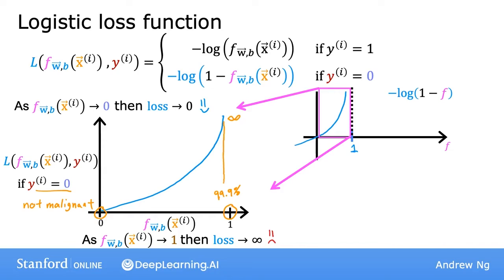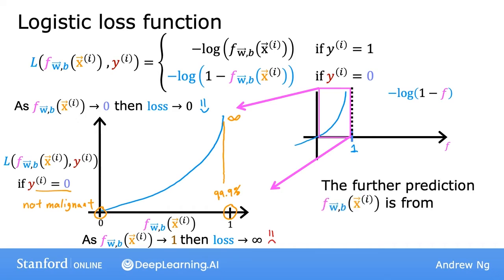So in this case of y equals 0, similar to the case of y equals 1 on the previous slide, the further the prediction f of x is away from the true value of y, the higher the loss. And in fact, if f of x approaches 0, the loss here actually goes really, really large and in fact approaches infinity. So when the true label is 1, the algorithm is strongly incentivized not to predict something too close to 0.